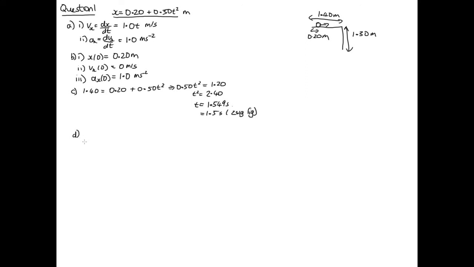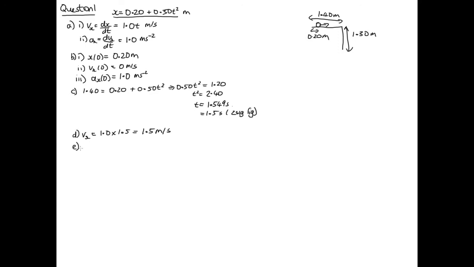Okay, part D then says calculate the velocity of the car as it leaves the bench. Okay, so we know that it's got no vertical velocity, so we only need the velocity in the x direction to know the velocity. And so we can just use that the velocity is equal to 1.0 times t, and t is equal to 1.5 seconds. So 1.0 times 1.5, and so that is equal to 1.5 meters per second, and that's in the x direction.